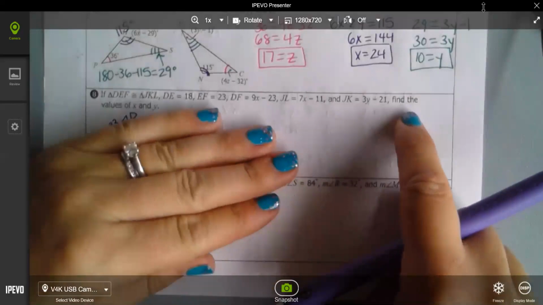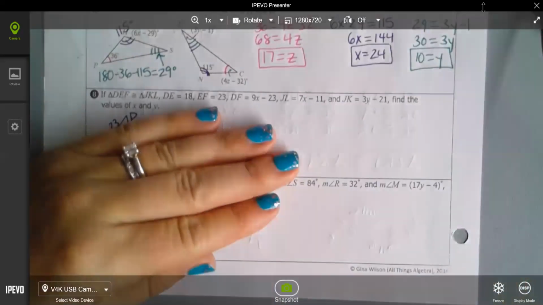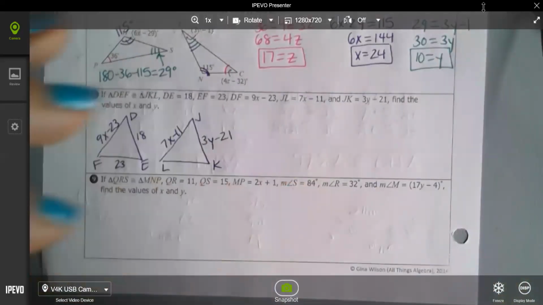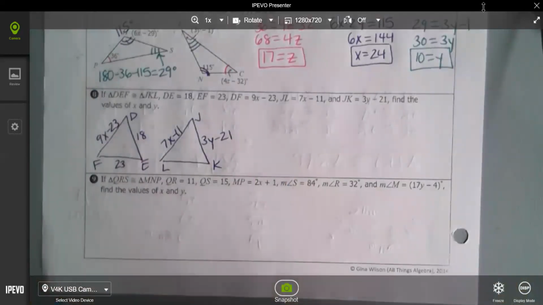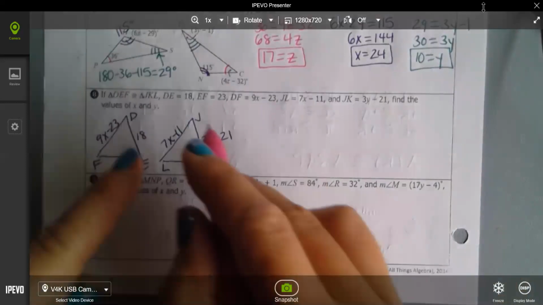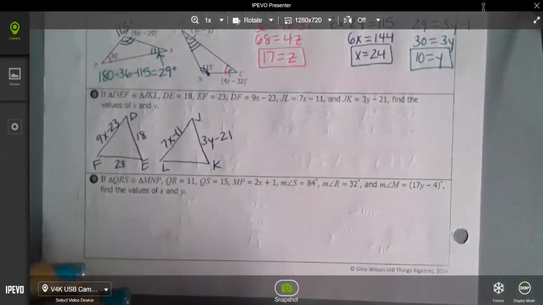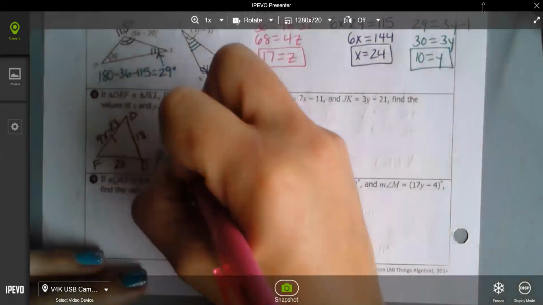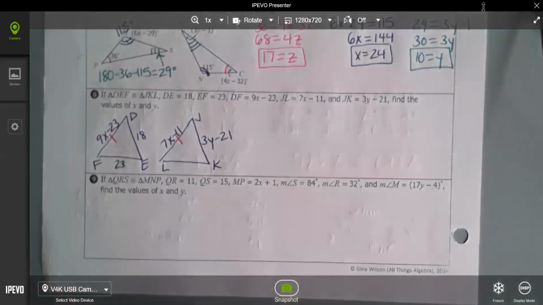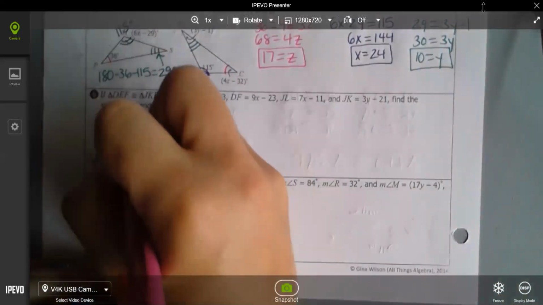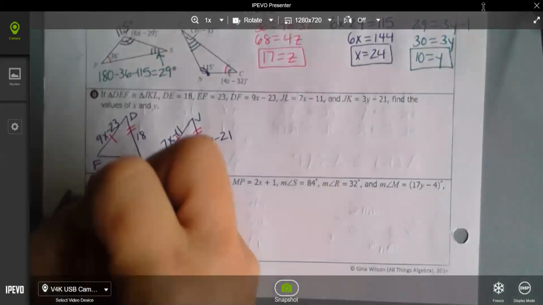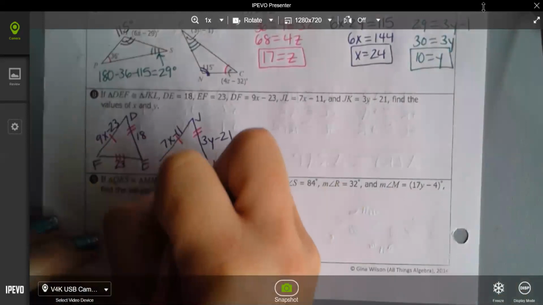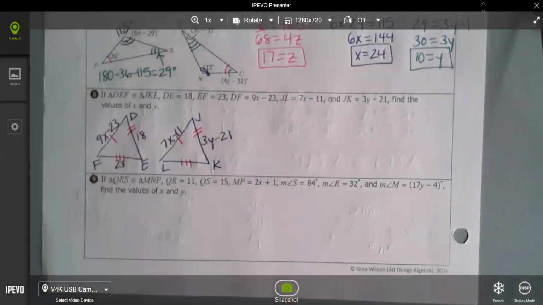Guys, you can't do this problem without drawing your triangle. You need to physically see who is equal to who. So now I know, because I drew these triangles the exact same way, that this one and this one are the same. And I know this one and this one are the same because I drew them that way. And then I know that this one and this one are the same, or equal to.